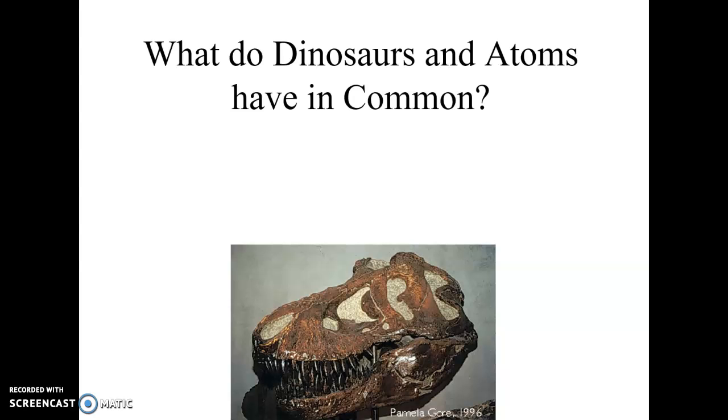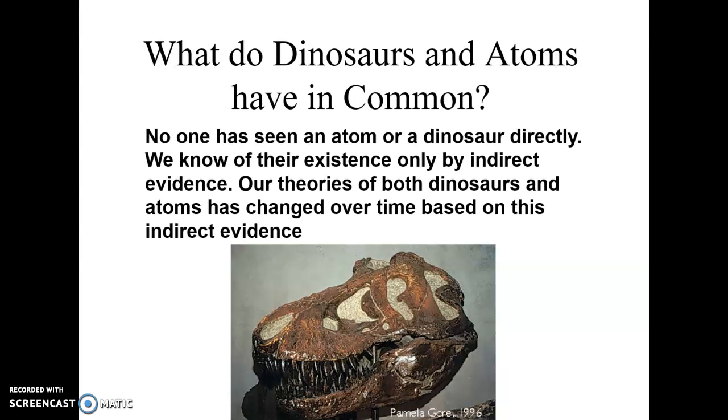So how can something so large as a dinosaur and so small as an atom have anything in common? Well, really, they have a lot in common as far as things like the fact that we haven't seen either one of them. We can't see an atom, we can't see a dinosaur directly, but we know of their existence because of indirect evidence. We know of dinosaurs because of fossils left behind. We can predict what they may have looked like based on what we understand animals currently to have for structures.